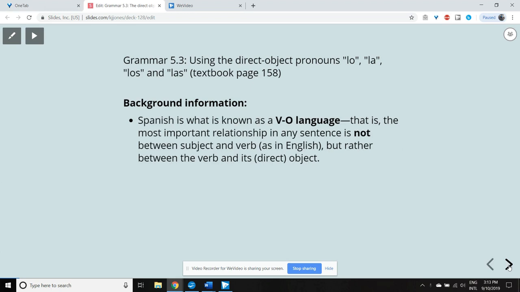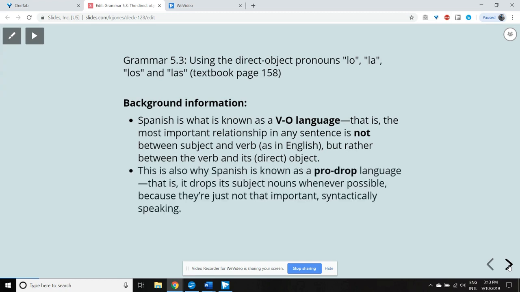Spanish is what's known as a VO language. That is, the most important relationship in any Spanish sentence is not between the subject and the verb, as in English, but rather between the verb and its direct object. Okay? This is also why Spanish is known as a pro-drop language, as I've discussed with you before. That is, it drops its subject nouns and pronouns whenever possible, because they're just not that important syntactically speaking, okay?